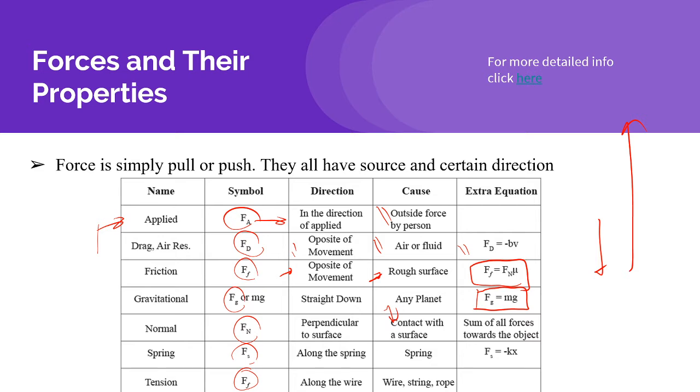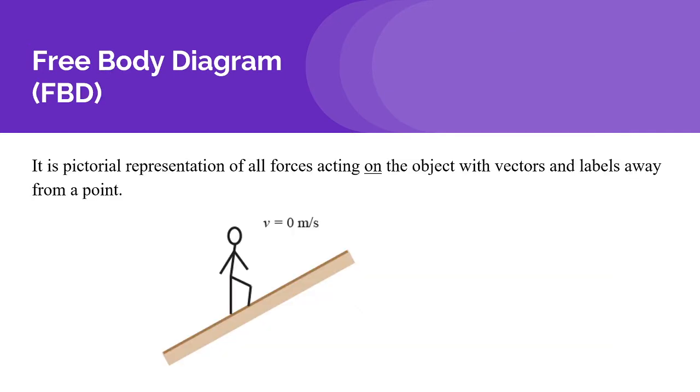And tension is again along the wire. And when do you say that there's a tension? You basically need to have a wire, string, or a rope that is light enough and not elastic. And if you would like to see more details about those, you can click there and you will be seeing more details about them.